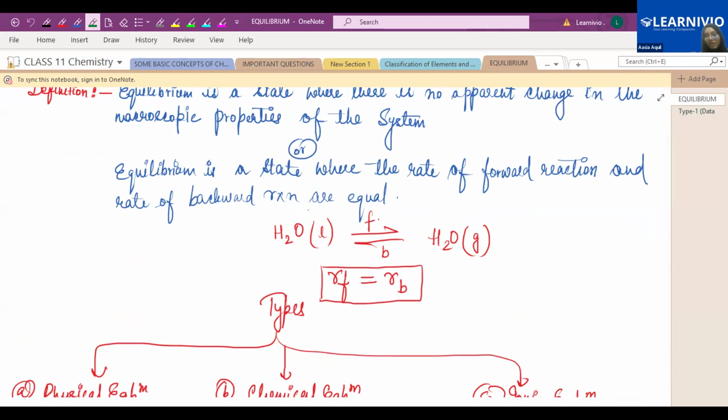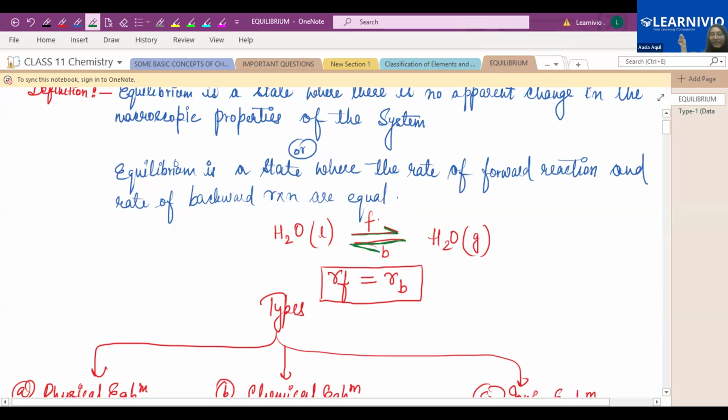Vaporization. The liquid is getting converted into a gas. So if I say H2O, this is a liquid, it is getting converted into a gas. This arrow tells us about the forward reaction. The reaction occurs in a forward direction. Liquid is changing into gas. But this is a reversible process. This gas can also convert into a liquid, and this is known as the backward reaction.